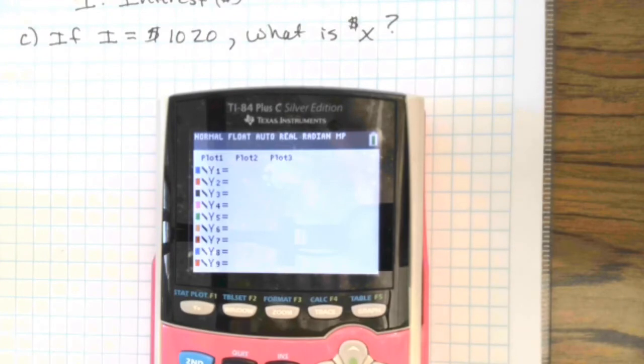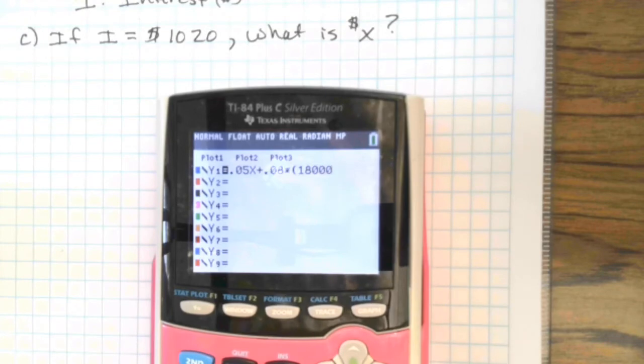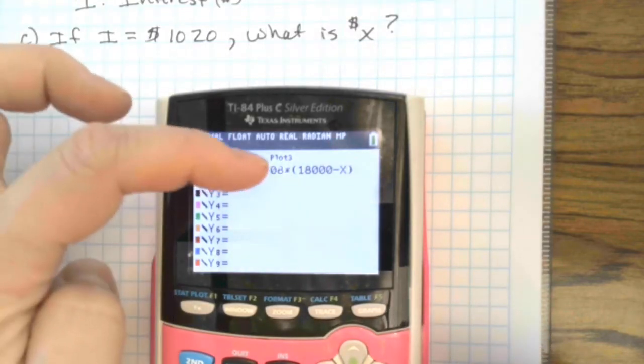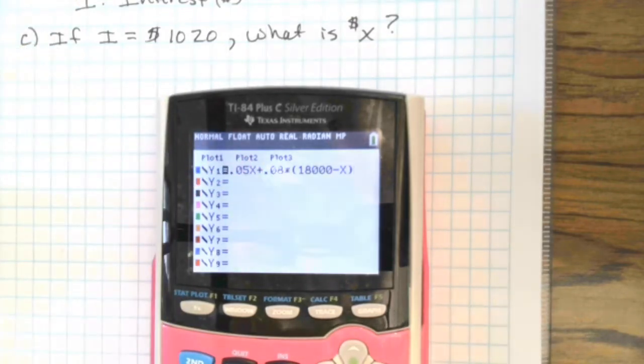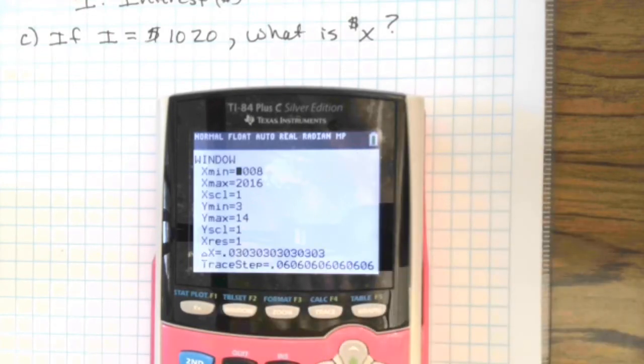And I need to put in my equation that calculates interest. So 0.05x plus 0.08 times, and then we use your parentheses, 18,000 minus x close. My calculator, you can actually delete that star, that times symbol, and it will calculate it just fine. You may or may not. So this is our equation for interest, and we need to set a decent window.